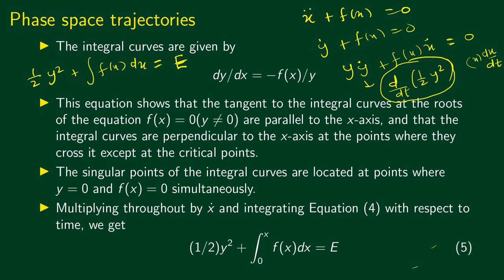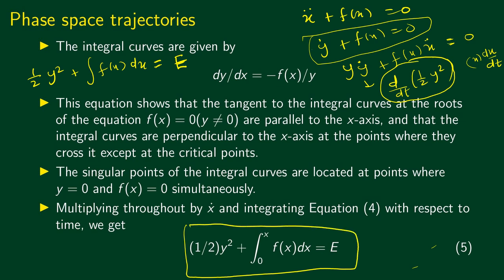Alright. If you take the derivative d by dt, you'll get this equation, y dot plus f of x is equal to 0. And dE by dt is 0, as the derivative of a constant is 0. So this works. That's how we get half y square plus integral 0 to x f of x dx is equal to E.